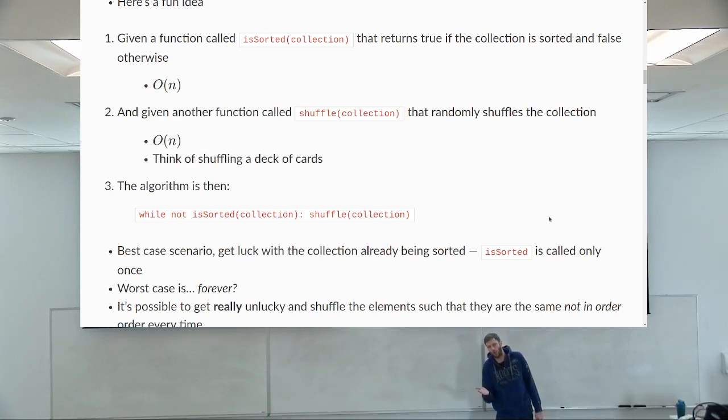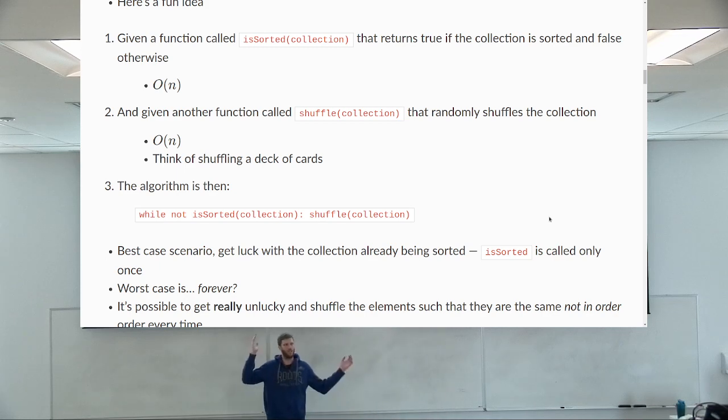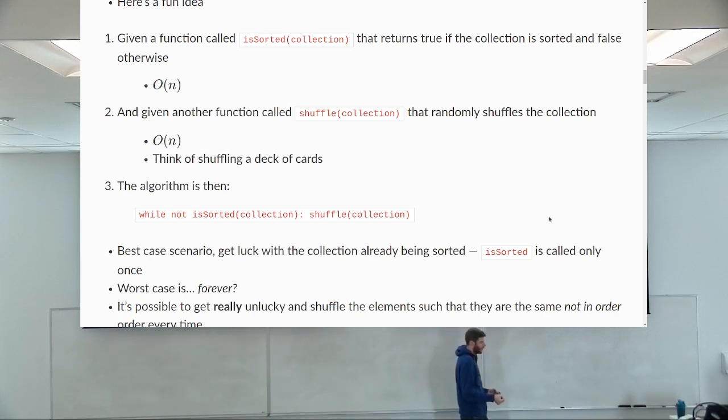Because everything could be in order until you look at that last element, right? And maybe that last element isn't in order, then you conclude it's not in order. But in order to conclude that it is in order, you have to look at everything, right? So it's linear. Now, given another function called shuffle collection, that randomly shuffles the collection arbitrarily. Like imagine I gave you a deck of cards and said shuffle. The deck of cards is your collection. The computational complexity of shuffling, depending on the algorithm you use, will be linear.